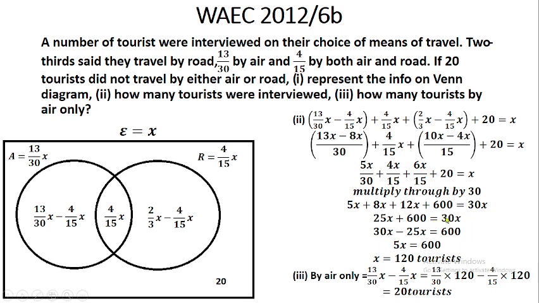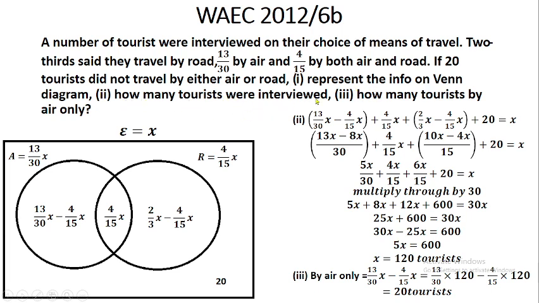Collect like terms. Take 25x to this side, which means you have 600 equals 30x minus 25x. 30x minus 25x gives us 5x equals 600. Divide both sides by 5, that will give us x equals 120. So that means we have 120 tourists that were interviewed. That's the first question.